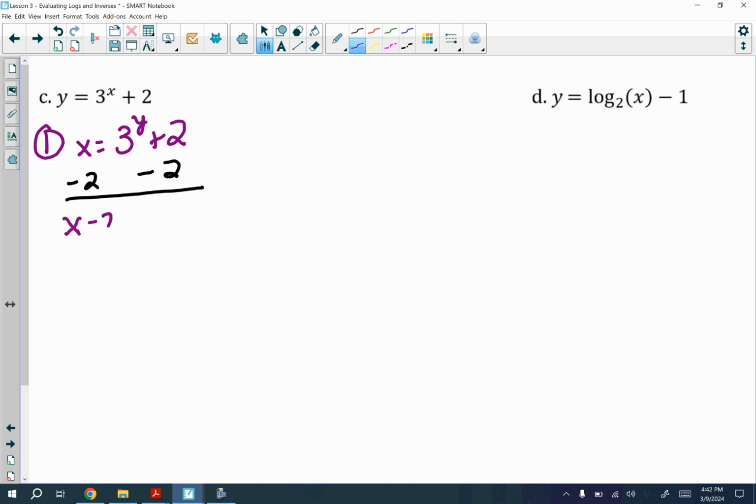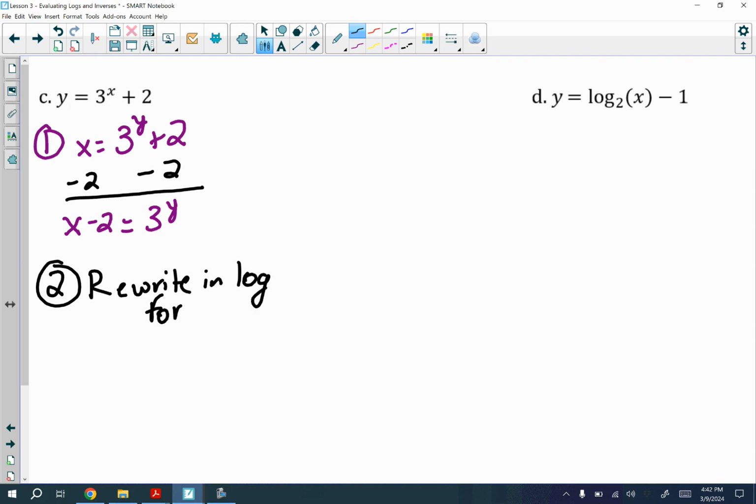So I have x minus 2 equals 3 to the y. Now I go ahead and do my second step of rewriting in the other form, or another way of saying it, you're solving for y, right? So in this case, because it is already in exponential form, we rewrite in log form. And remember, we're going to use our boy here. So we start with the base, okay? So we have log base 3.